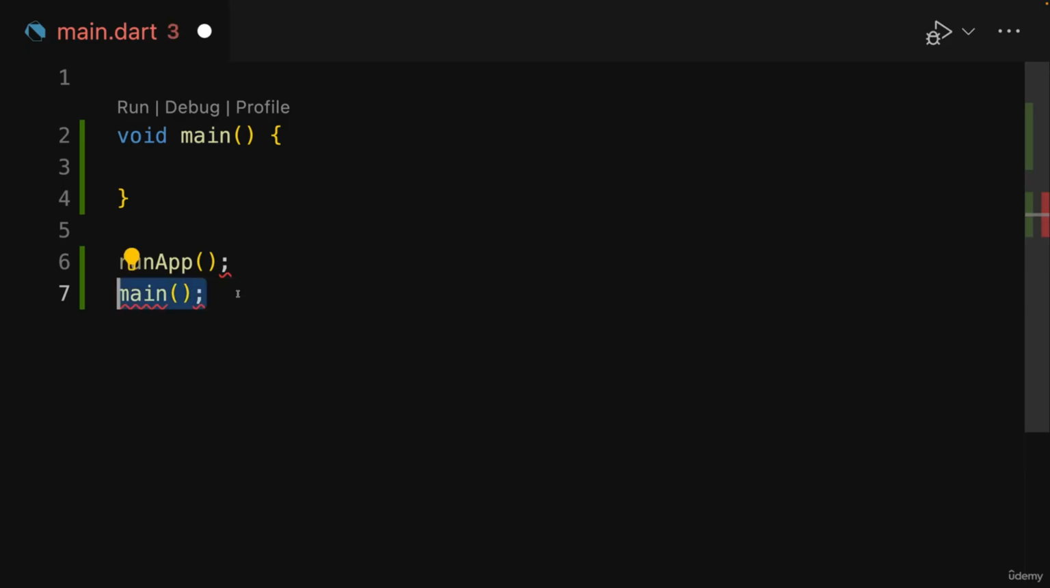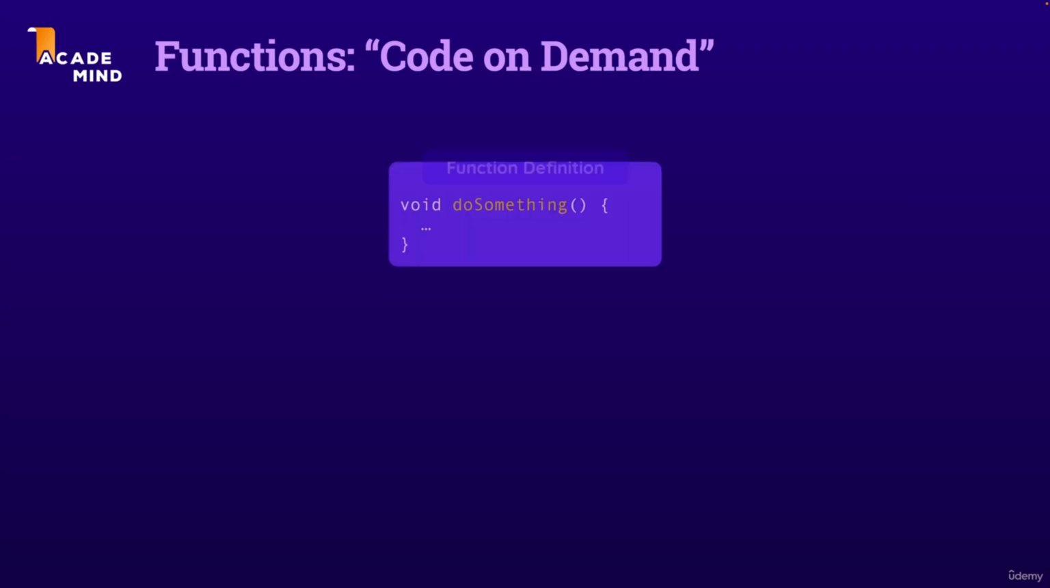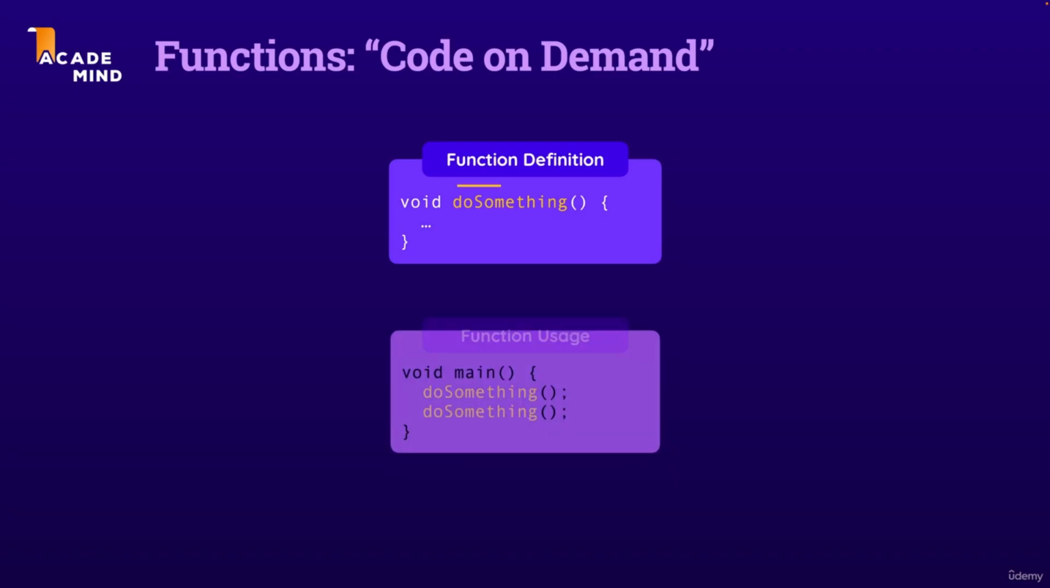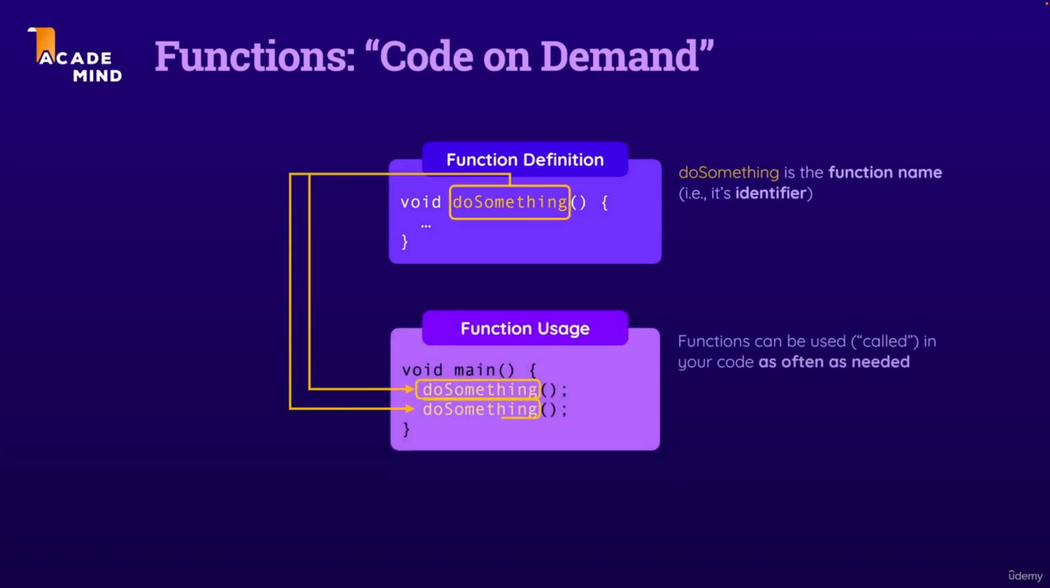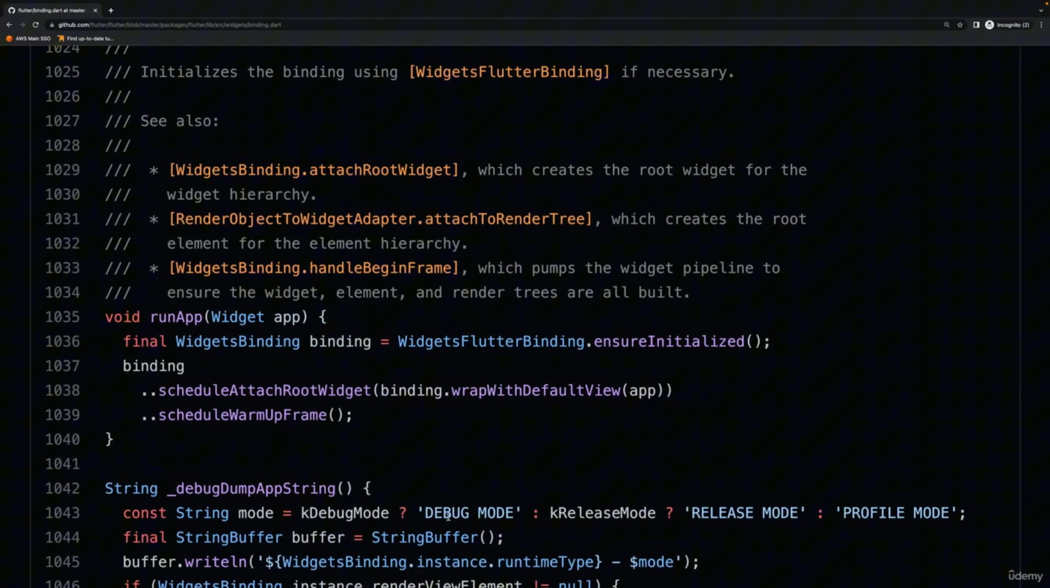If we would call it like this, if we would add this piece of code, we would execute this function. That's why I also like to call functions code on demand. You define them, and then somewhere else in your code, you can use them as often as you want by calling them as I just explained it, by repeating that function name followed by opening and closing parentheses. And of course, it's not just you who can define functions, but also other developers, like the Flutter team did here with the run app function they defined for us as part of the Flutter framework.